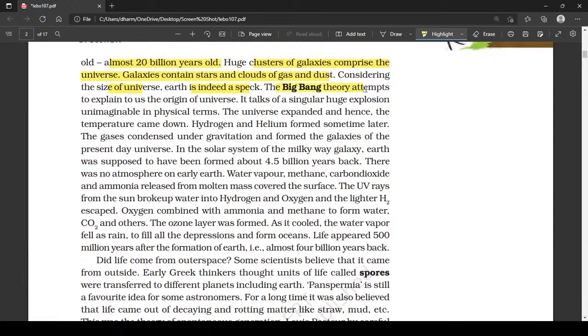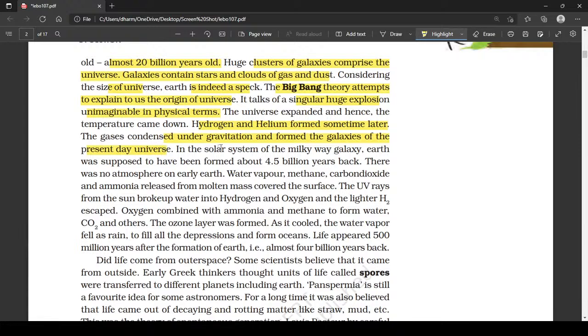The Big Bang theory attempted to explain the origin of the universe. It talks of a single huge explosion, unimaginable in physical terms. As the universe expanded, the temperature came down. Hydrogen and helium formed some time later. The gases condensed under gravity and formed the galaxies of the present-day universe.